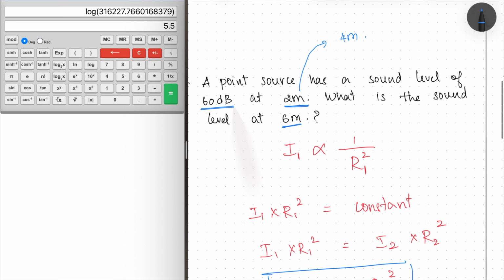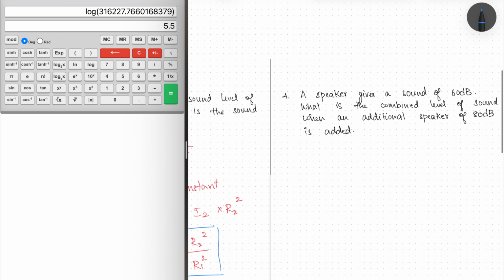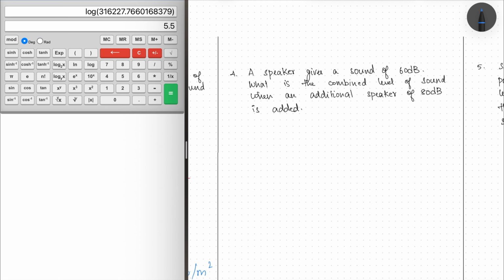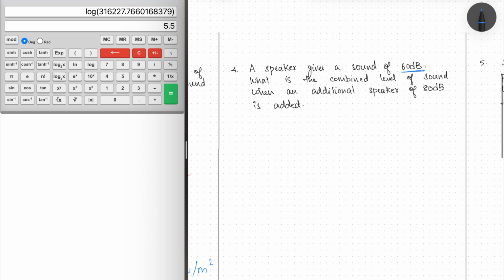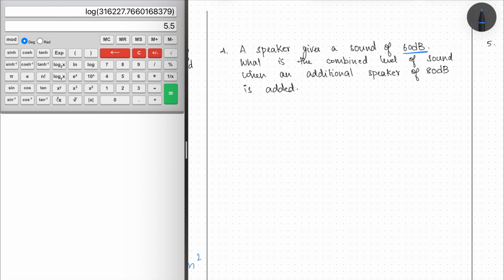6 decibels from it and write it as 54 decibel, because for every distance that is doubling from the point source, your sound level decreases by 6 decibel. And this also we saw in the last video. Next, let's move on. A speaker gives a sound of 60 decibel. What is the combined level of sound when an additional speaker of 80 decibel is added?